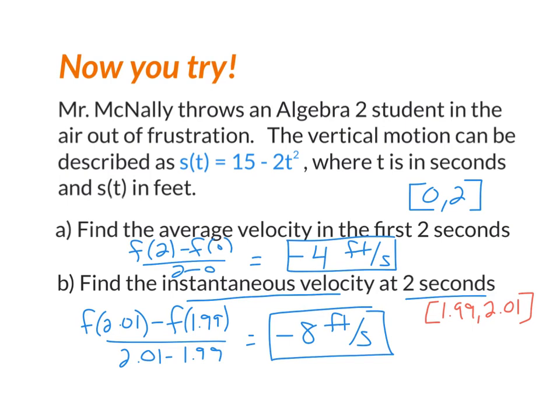So after working both of these out, average rate of change formula in the first case from 0 to 2, you should have got -4 feet per second when you work that out on your calculator. And then the last one, I chose that interval, again, 2 decimal places away from 2, so 1.99 to 2.01, and using that interval, you get -8 feet per second. And so these would both be the average velocity and instantaneous velocity around x equals 2.